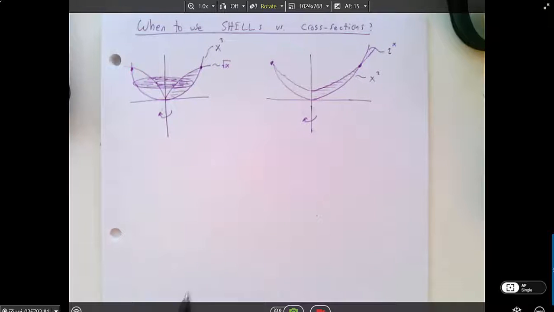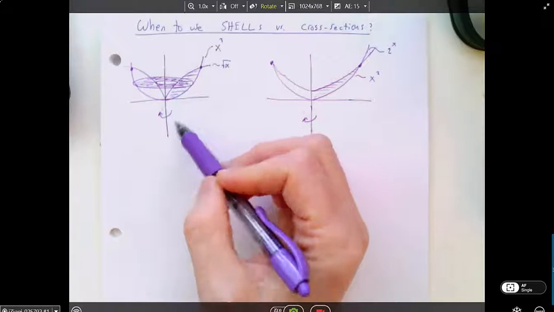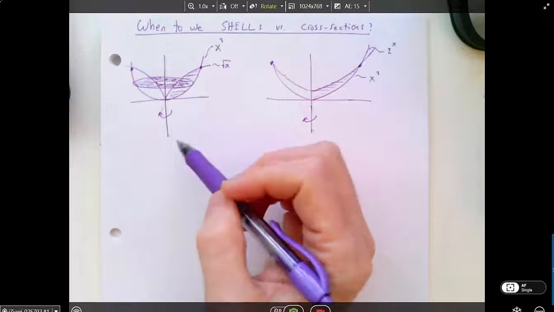Hi, let's talk about when to use shells and when to use cross-sections when you're finding the volume of a volume of revolution. So here I've got two examples that are very similar. In both cases, we're taking the area contained between two curves and we're rotating it around the y-axis.